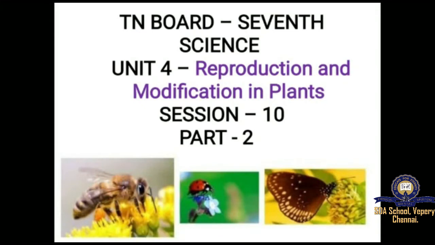Today's class is the continuation of the previous class. Unit 4: Reproduction and Modification in Plants. In the previous class we learned about two types of reproduction in plants, right? Sexual reproduction and asexual reproduction.